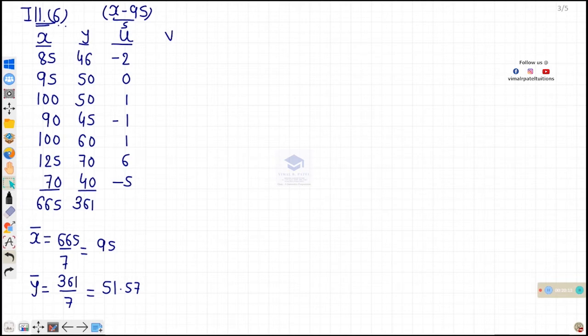Now, from each value of y, I will subtract 50. Now here all values are divisible by 5 except the first value, 46. So we cannot divide. Whatever operation you are performing, division, multiplication, addition, subtraction, it has to be performed on all the observations. Here 46 is not divisible by 5, so we cannot divide, but we can just subtract. So there will be no CY; the class length of Y will not be there. It will be taken as 1.